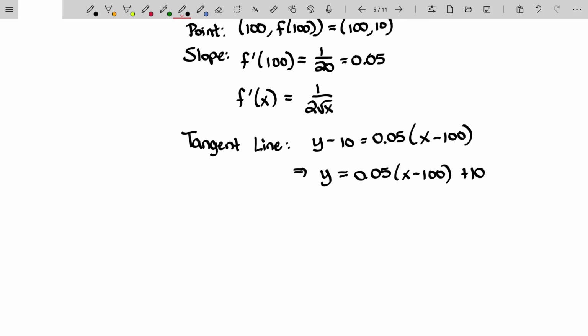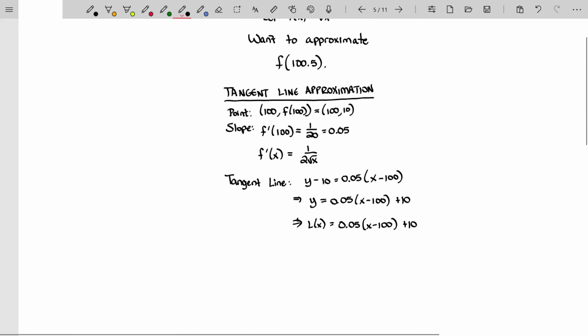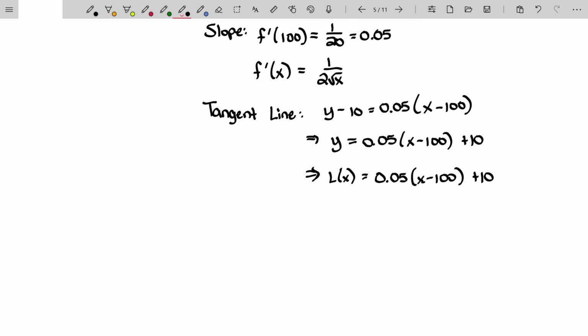And let's see, anything else? Oh yeah, we like to call this L of x. So L of x is equal to 0.05 times x minus 100, and then plus 10. Okay, so if we want to approximate f of 100.5, we could just use L of 100.5. So f of 100.5 is approximately our tangent line, but evaluated at 100.5 rather than evaluated at 100.